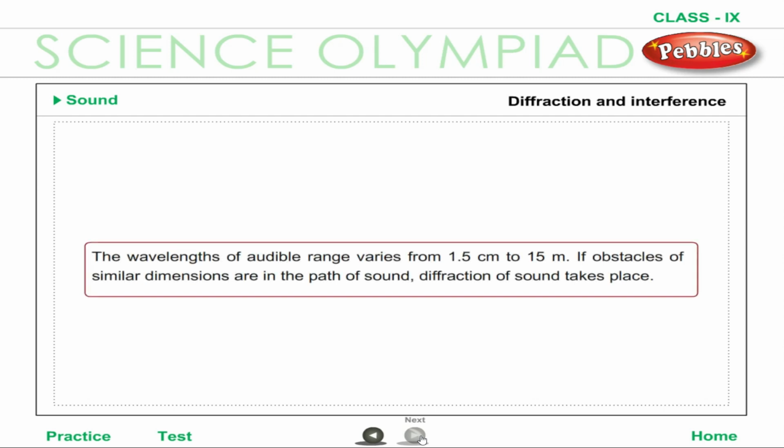Diffraction and interference. The wavelengths of audible range vary from 1.5 cm to 15 meters. If obstacles of similar dimensions are in the path of sound, diffraction of sound takes place.